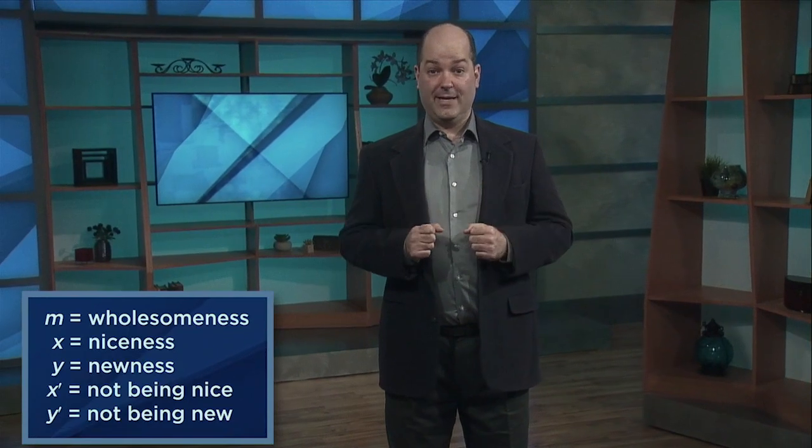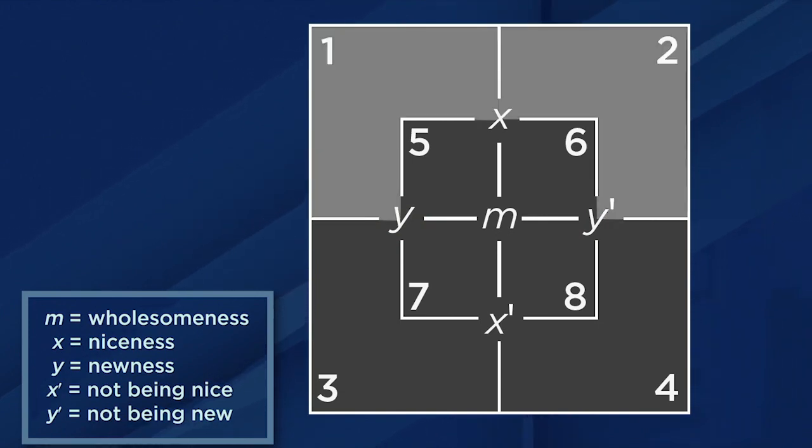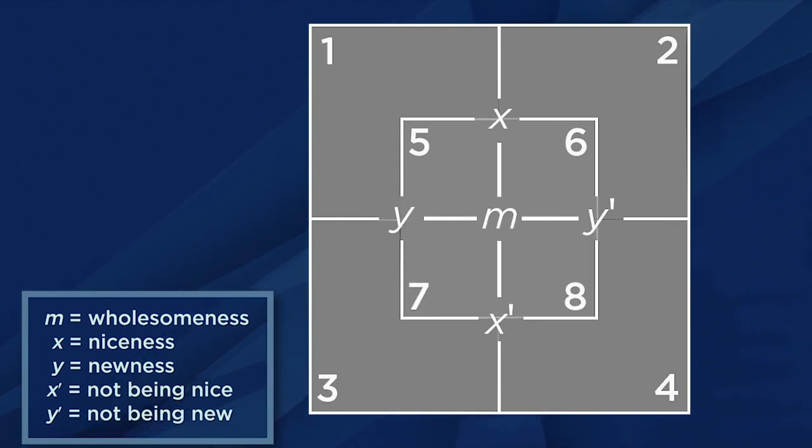He then urged his readers to produce a diagram like this. We use the prime symbol to represent not having a property. So, if X represents being nice, then X prime represents not being nice. And if Y represents being new, then Y prime represents not being new. Now look carefully at the diagram. There are 8 regions corresponding to the 8 different combinations of nice or not nice, new or not new, and wholesome or not wholesome that we might have.